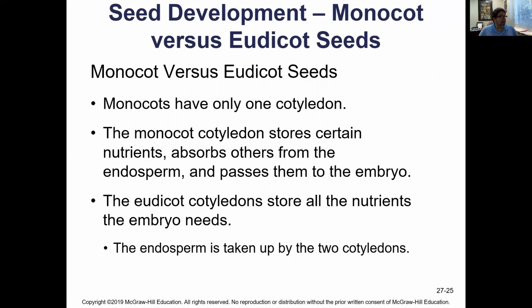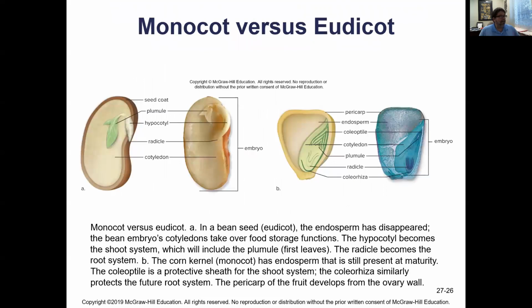It talks about the monocot and dicot seeds. Monocot cotyledon stores nutrients, absorbs others from the endosperm and passes it to the embryo. The dicot cotyledon stores all the nutrients the embryo needs. The endosperm is taken up by the two cotyledons, meaning that the embryonic seed leaf is the cotyledon. These embryonic seed leaves hatch out, they come out. And there's a monocot seed on the left, and a bean on the right is the dicot.